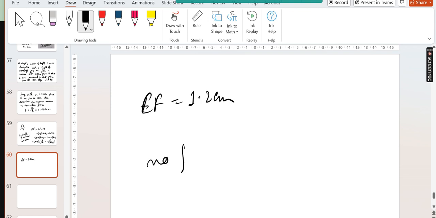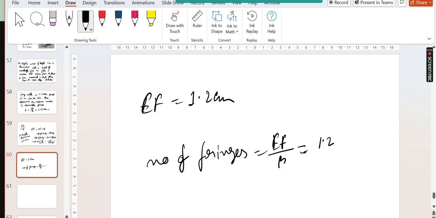The number of fringes is basically EF by beta, that is 1.2 centimeter by 0.0334 centimeter, which is equal to 34. So we will get 34 fringes.